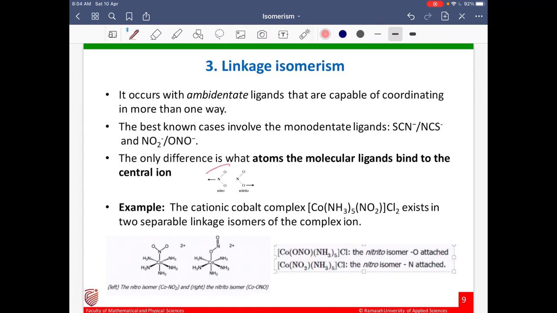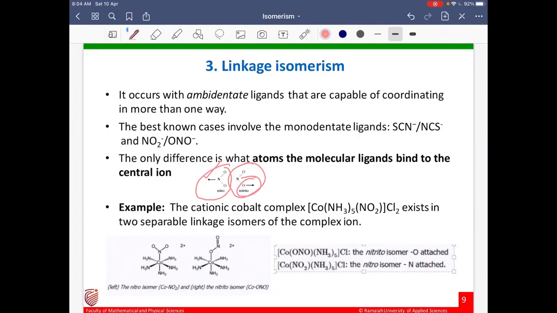Here you see the nitro group. Here nitrogen will form the bond with the central metal atom. In the nitrito, even though the formula is NO2, here the oxygen atom is going to form the bond with the central metal atom or ion.